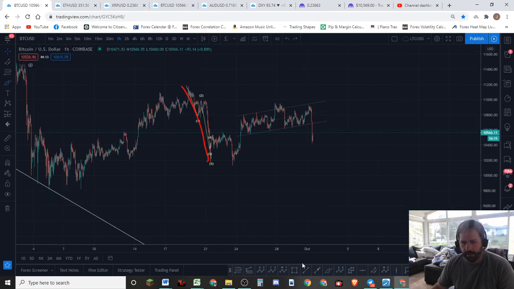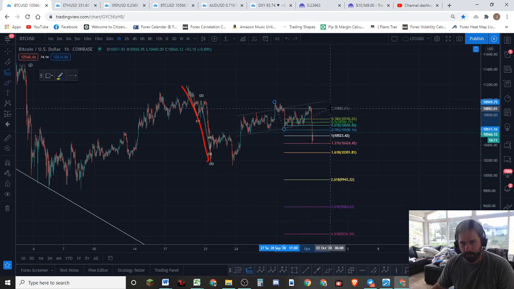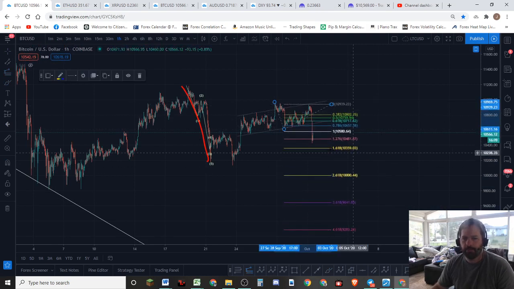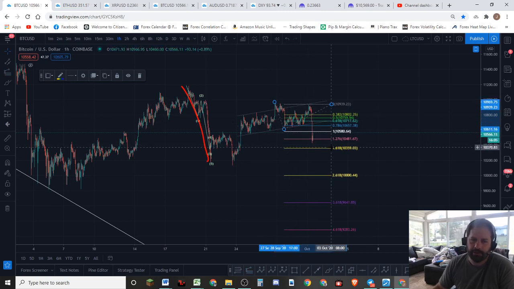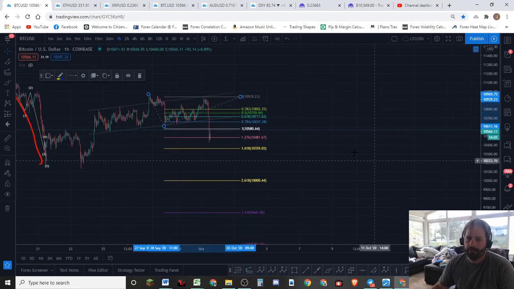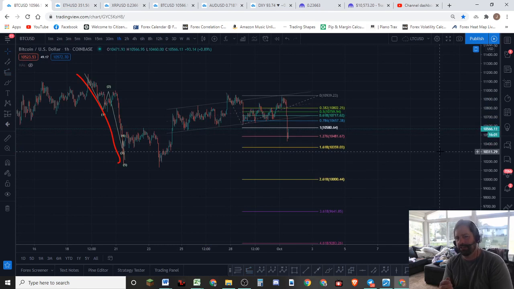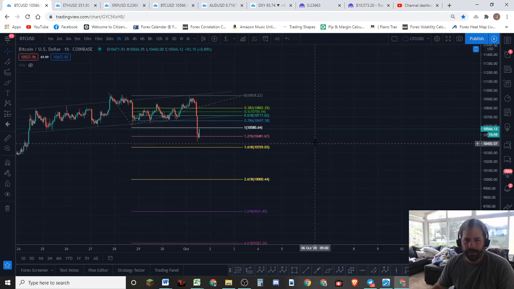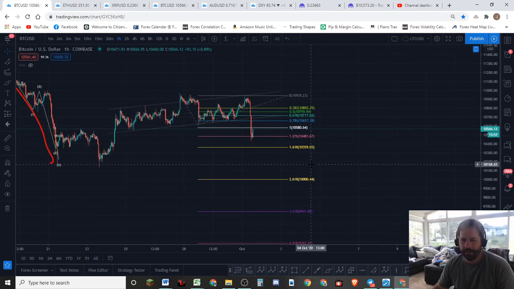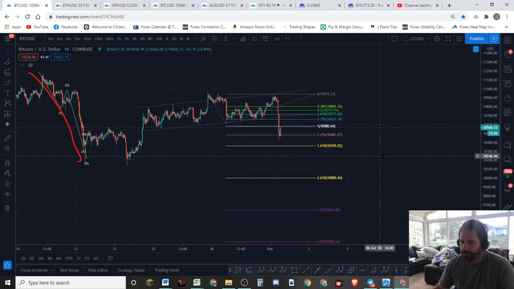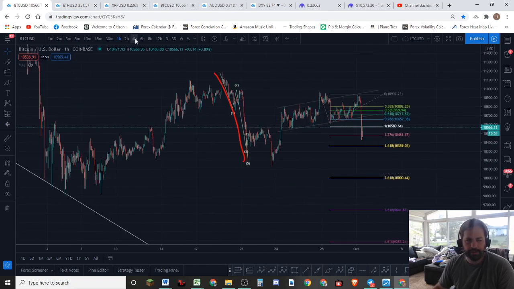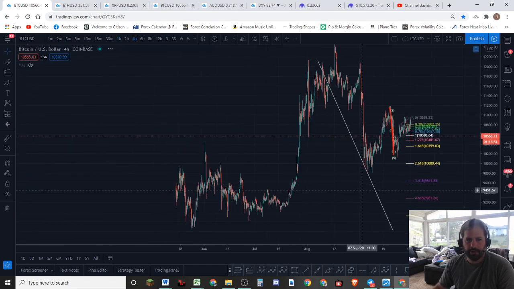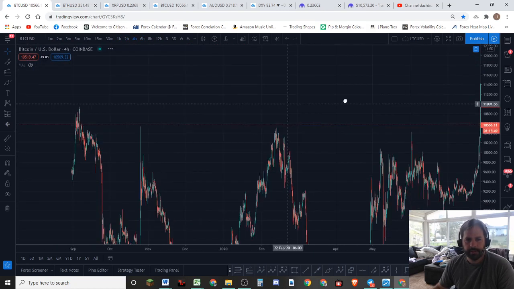Right here, if we throw the fibs right there, you can see how this right now is shaped like a 3-wave move that comes down to the 127 extension. When you have a 3-wave move that comes to the 127 extension, guys, that's often an indication that it's a corrective move.